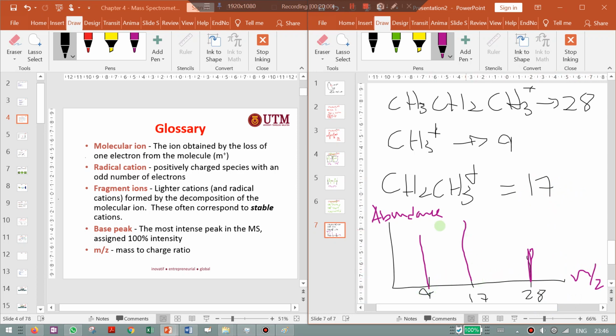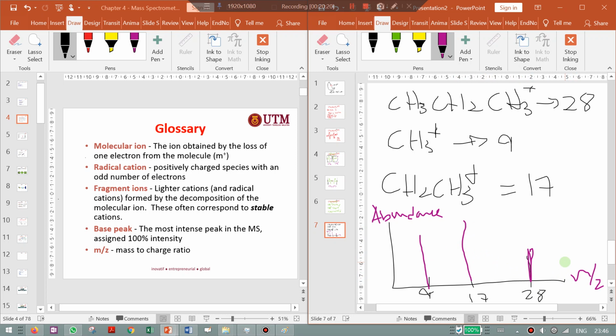So we can see from over here, the 17, the highest peak here, we also mention as the base peak, the most intense peak in the mass spectrum. Right, m/z, mass to charge ratio, represents the molecular mass.